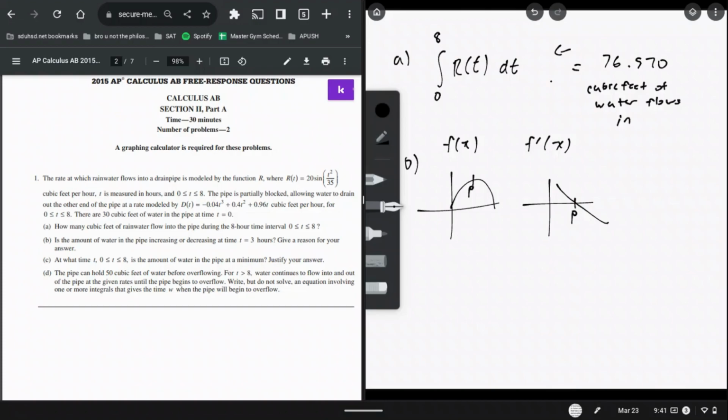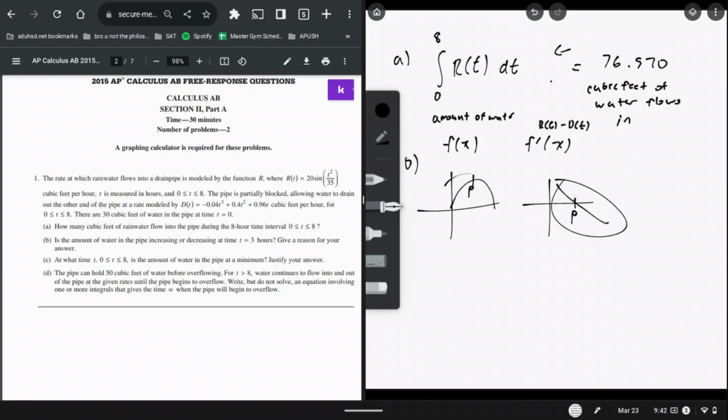So having this in mind and knowing how f prime of x relates to f of x, if they're asking for the amount of water in the pipe, we know that that is the antiderivative, or just the function of the amount of water in the pipe, where R of t and D of t are the rates at which the amount of water in the pipe is flowing. So this technically could be the amount of water, and this is R of t minus D of t.